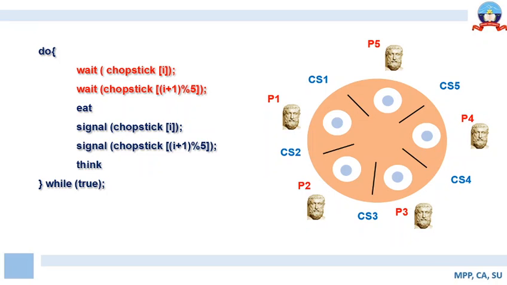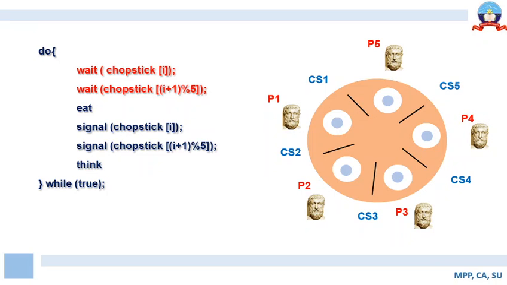Once exclusive access is given to a particular philosopher to have both the chopsticks, then the philosopher can eat. Once the philosopher completes the eating process, it will execute a signal on chopstick I and execute a signal on chopstick I plus 1 mod 5, because it has to release both the chopsticks, and then it can perform the thinking operation again. So this is the way a dining philosopher's problem is implemented.